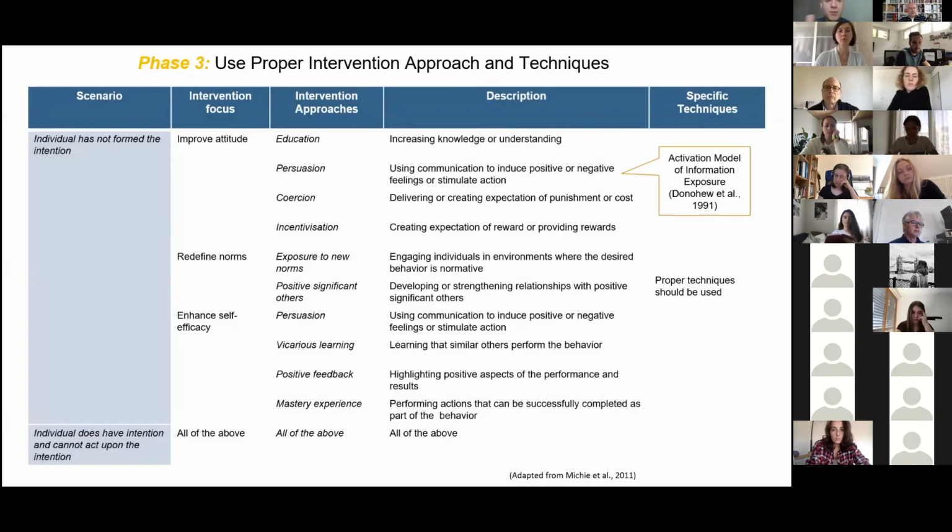So this is the scenario, and the possible intervention approach according to this scenario. And I did not highlight, I would be crazy if I had a column of all the techniques you can use to, let's say, persuade people or for modeling. I just want to stress the idea that you have to use proper approaches and techniques.